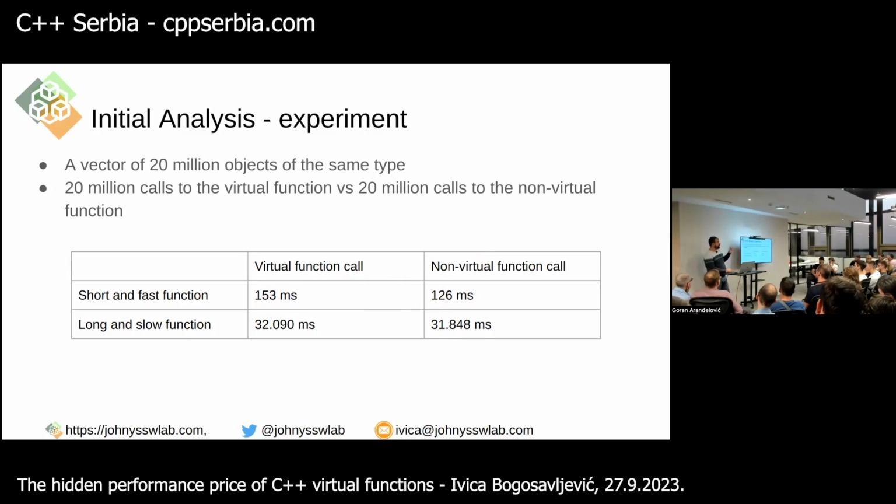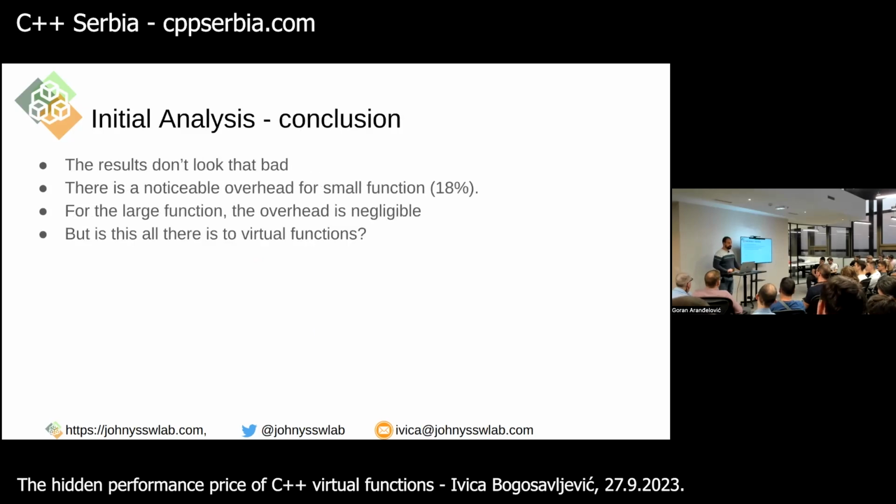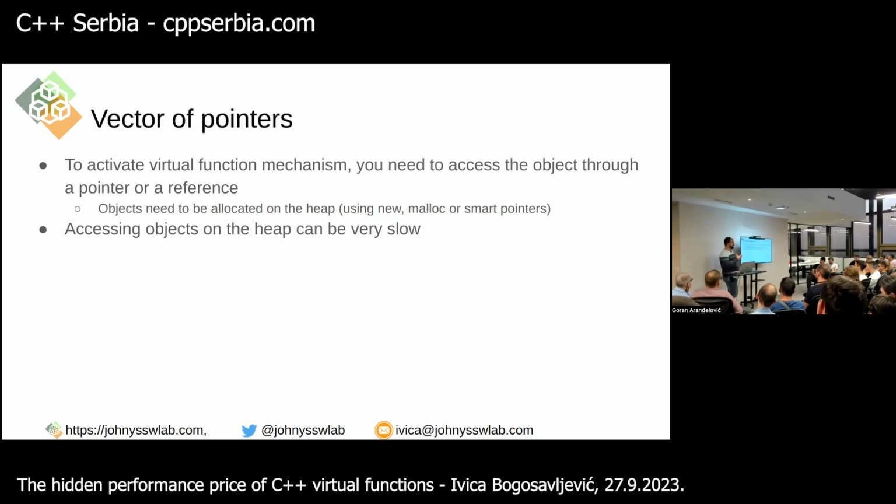But remember, we have objects of the same type. There is only one type. Now you would say, okay, this is not that bad. We can use this, but is that all to the story? And the answer is no. So let's see what else are the parts that we're missing here. When you're using virtual functions, how do you store your objects? You need to access them through references or pointers. From the compiler's point of view, the difference between references and pointers is really small. Pointers can be null, references cannot.